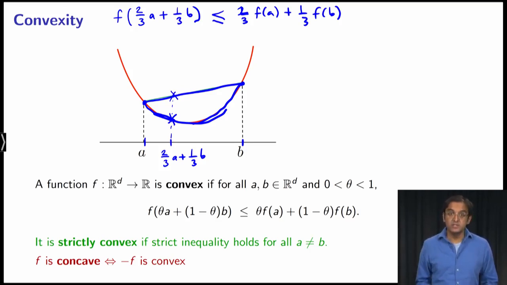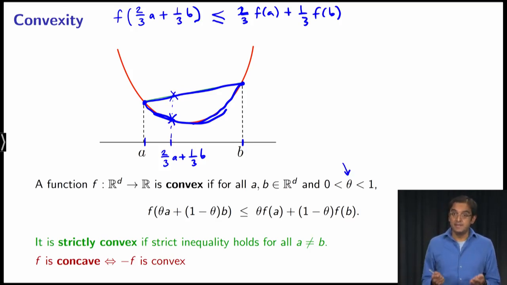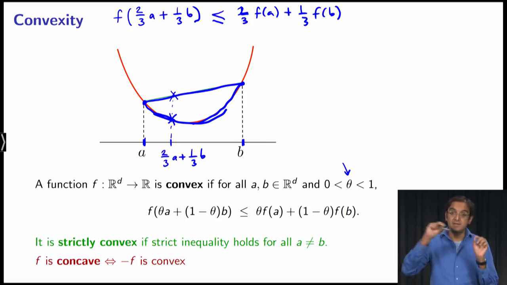So in this definition of convexity, that's the role played by theta. Theta is a fraction that goes from 0 to 1, and as theta goes from 0 to 1, we get all the points that lie between A and B. And for every single one of these points, we need the curve for f to lie underneath that line.